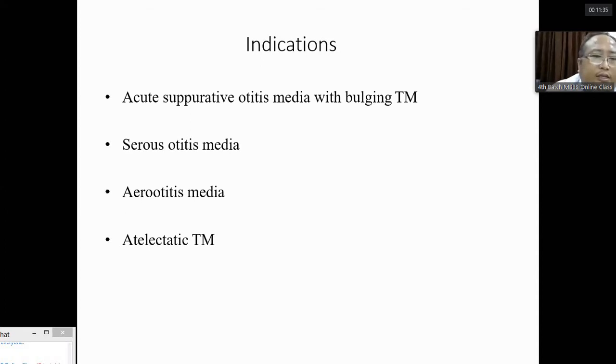These are the indications, especially common with serous otitis media, also known as otitis media with effusion, OME. This is the universally accepted short form for serous otitis media. In some cases of acute suppurative otitis media when the medication fails, and in rare cases, aero-otitis media, or barotrauma. There is a fluid collection in the middle ear, and some otologic surgeons also prefer it in cases of atelectatic tympanic membrane for ventilation.